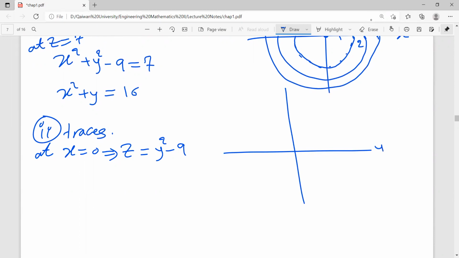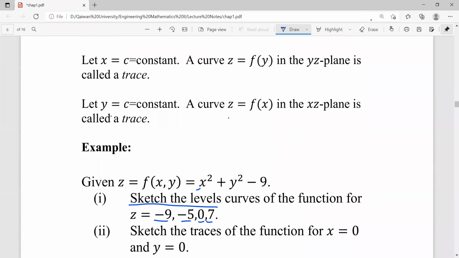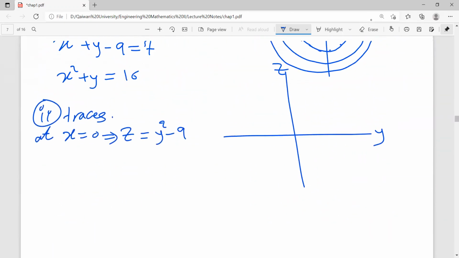This is y and this is z coordinates. Z is always the vertical coordinate. If you have z in the function, it's always the vertical one. Also, if they ask x is equal to 0, so we have no x. As you see here, if you replace x by 0, what do you get? Only y. So you get y squared minus 9.